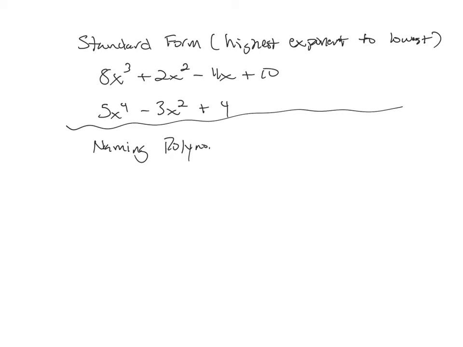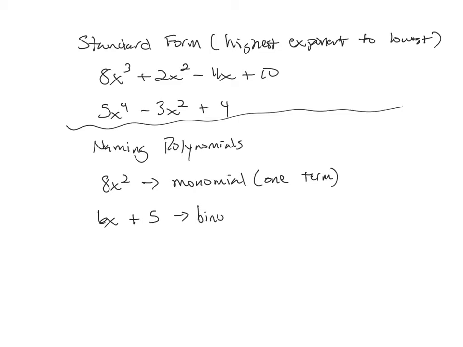Naming polynomials. So polynomial is just a general term. 8x squared is a polynomial. Okay, but it's also a monomial because it has one term. Okay, then if we had 6x plus 5, that's a polynomial, but it's also a binomial because it has two terms.